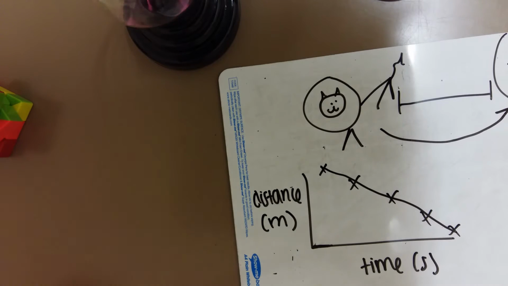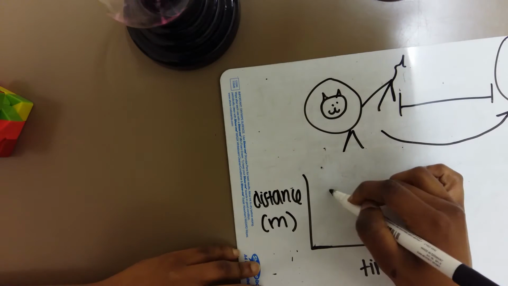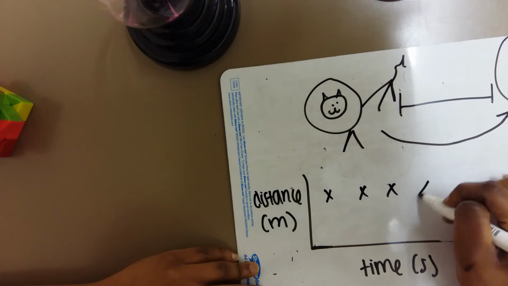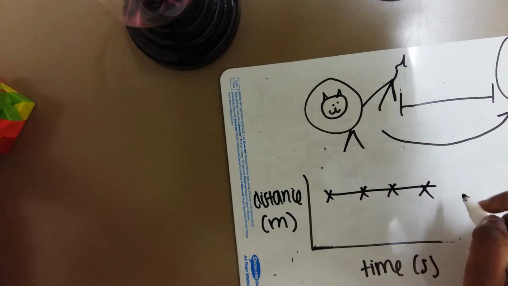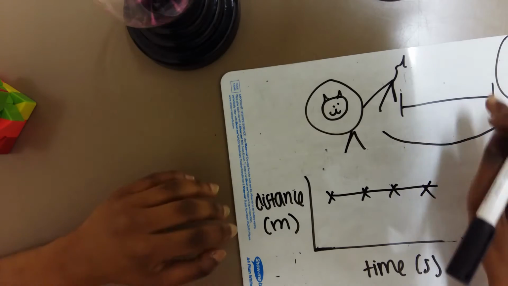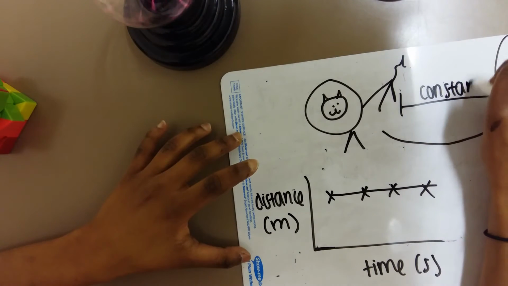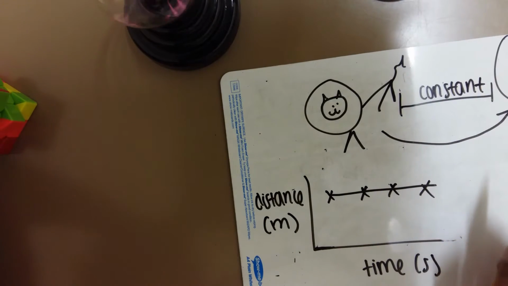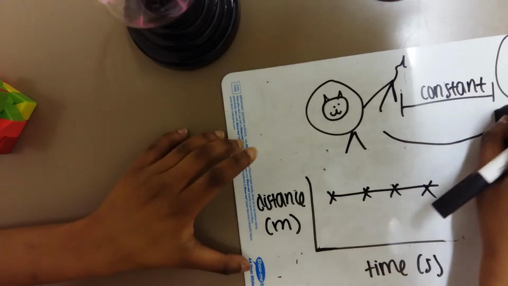Now, since that's all perfectly logical, what would it mean if the gradient of the graph was 0? What if the line was flat? Well, that would mean that the distance between the cat and the planet Zargon isn't changing. This distance is constant. And therefore, the cat is staying still. So this arrow can disappear.